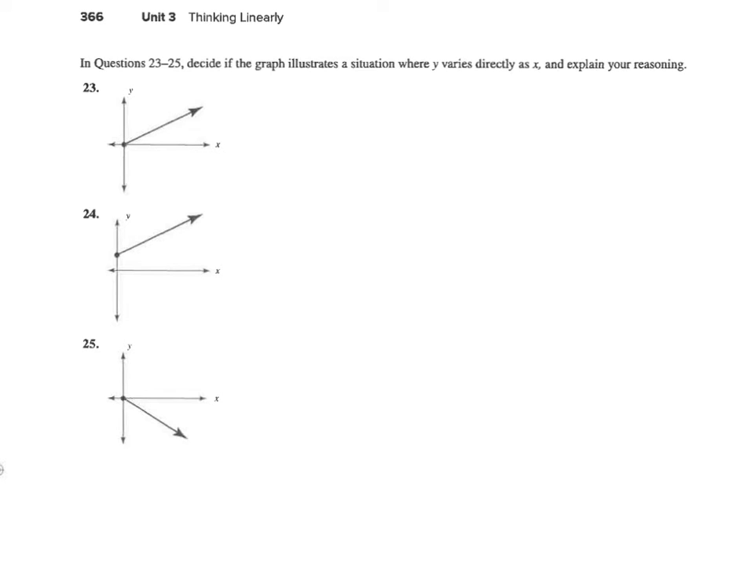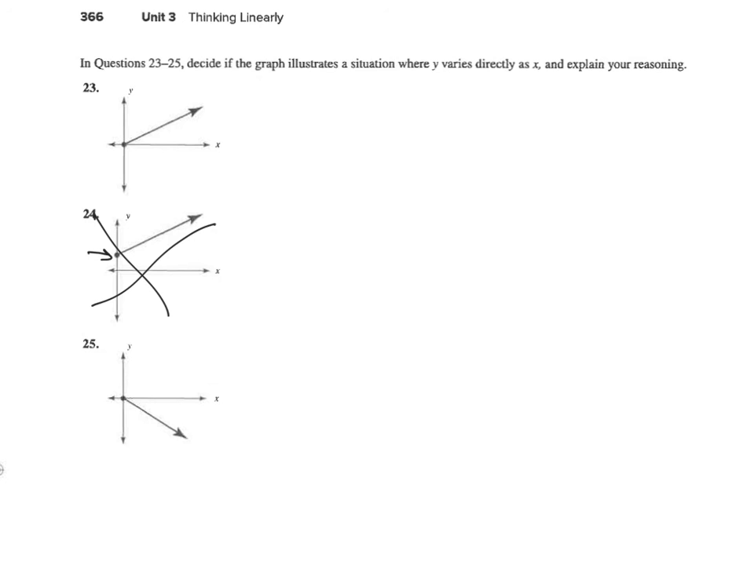All right, in questions 23 through 25, decide if the graph illustrates a situation where y varies directly as x and explain your reasoning. First of all, it would have to be a line. Well, all 3 of these are lines. But secondly, it would have to go through the origin. So I can see right away that 24, because it does not go through the origin, is not a y varies directly as x situation. But 23 and 25 are.